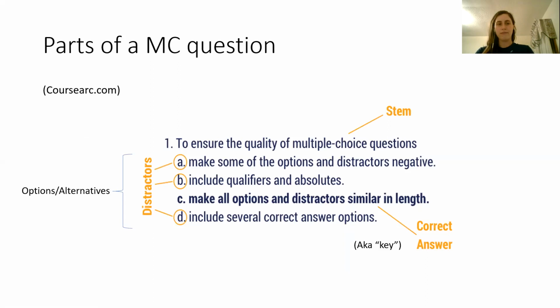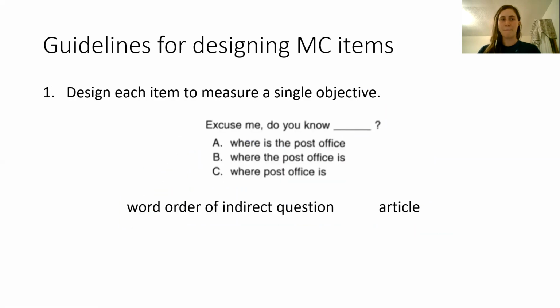So I got this graphic from coursearc.com, and the first part of a multiple choice question is the stem, and then you usually have about 4 or 5 options or alternatives, and these include 3 distractors. So they're things that are potentially alluring, like they could kind of be appealing, but they're definitely not correct. So you need to have one answer that is the correct answer, and the book also calls that the key.